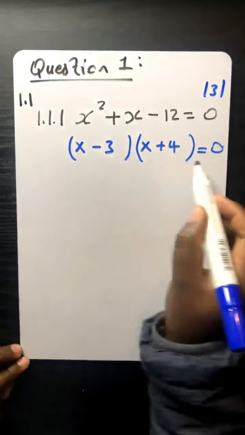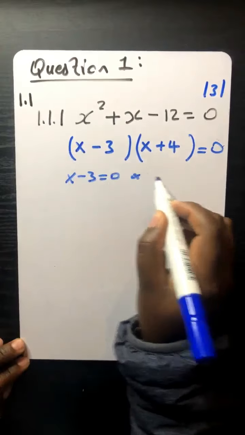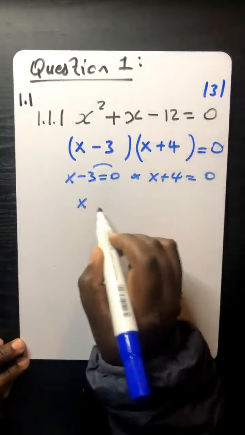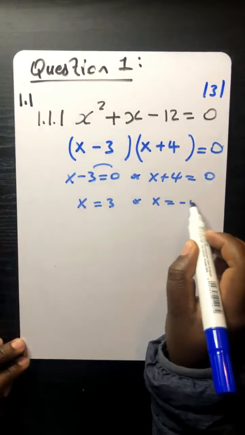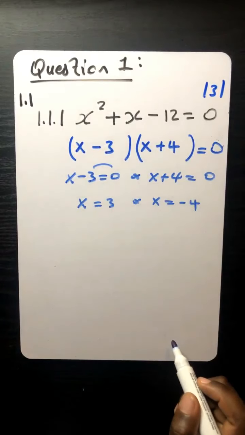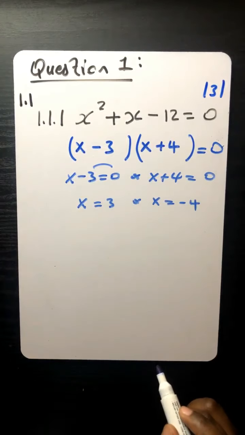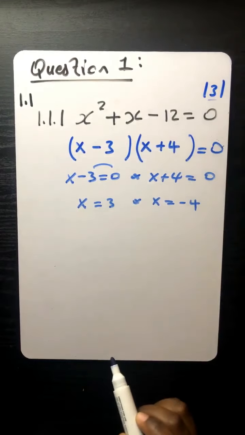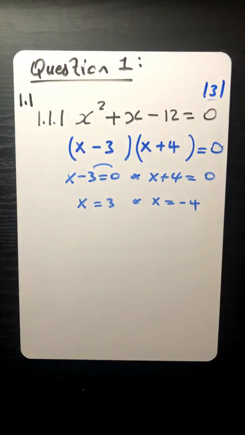Okay, so now obviously there you can say x minus 3 equals 0, or x plus 4 equals 0. Then you transpose: x equals positive 3, or x equals negative 4. Very, very important. Already you are able to notice that by so doing, you score yourself full 3 marks. It's not that complicated. And this is how you score your marks.